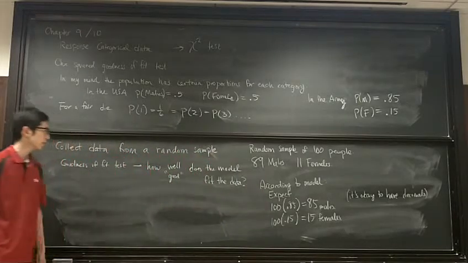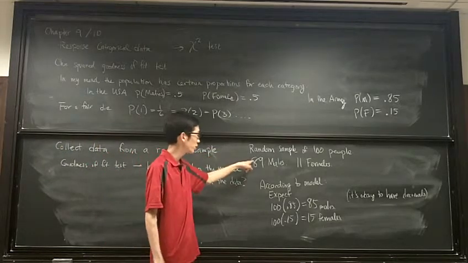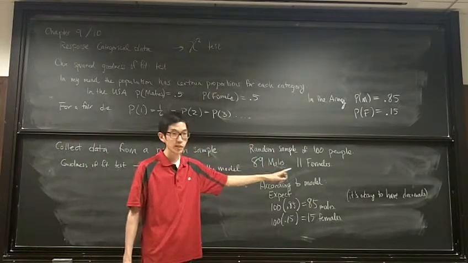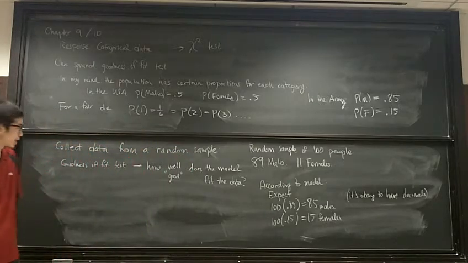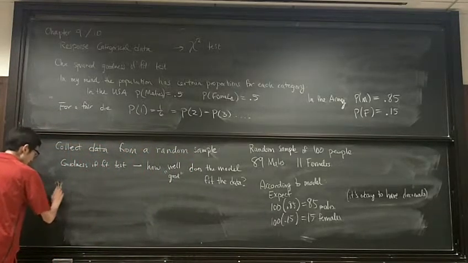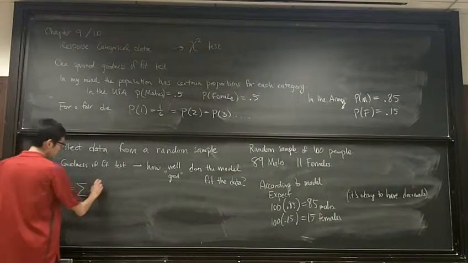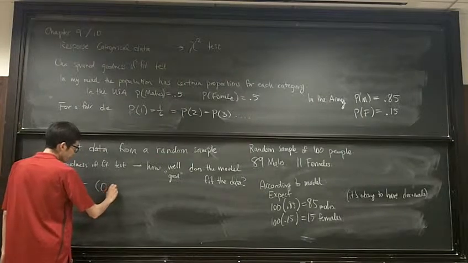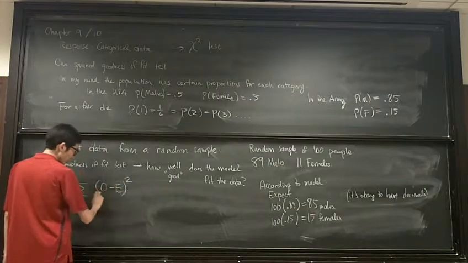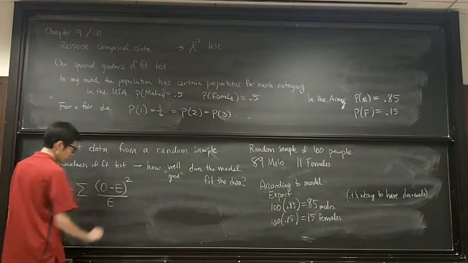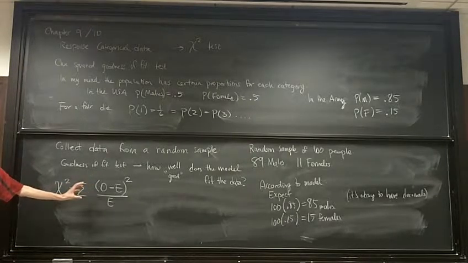So we calculate a chi-squared statistic by taking the difference between what we observed and what we expected, and then we square it and divide by the expected. So for each category, we take what we observed, subtract what we expected, square that difference, and divide by what we expected. And we add this up for each category that we have.